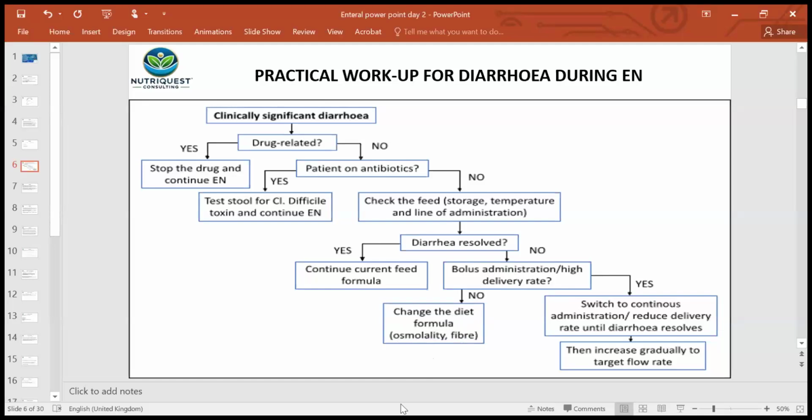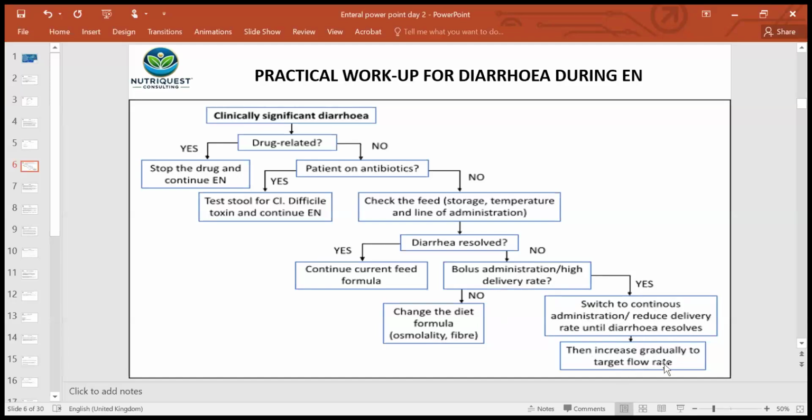You find many times, the moment the patient has started diarrhea, we usually change the formula. We don't really go through this flowchart. So this flowchart is easy to guide you. Before you make a decision of changing the formula, just know that there could be other factors which you haven't addressed. In a situation where the patient was on bolus administration, you need to switch to continuous administration, then reduce the delivery rate until diarrhea resolves. It is very important for us to do that. Then increase gradually to the target flow rate.